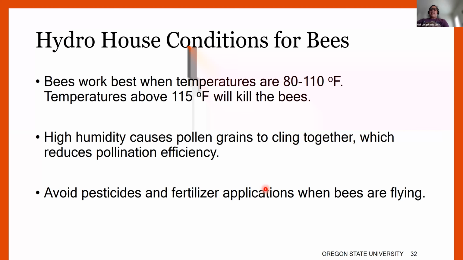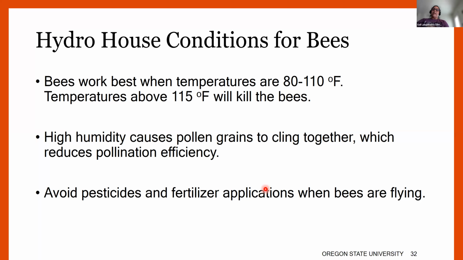Just a couple other things to keep in mind if you're using bees in a hydro house or greenhouse. These bees can take a wide range of temperatures, but they do work best from 80 to 110 degrees Fahrenheit. Temperatures that rise above 115 degrees Fahrenheit for extended periods of time are going to make the system too inhospitable for both the adults as well as the young.